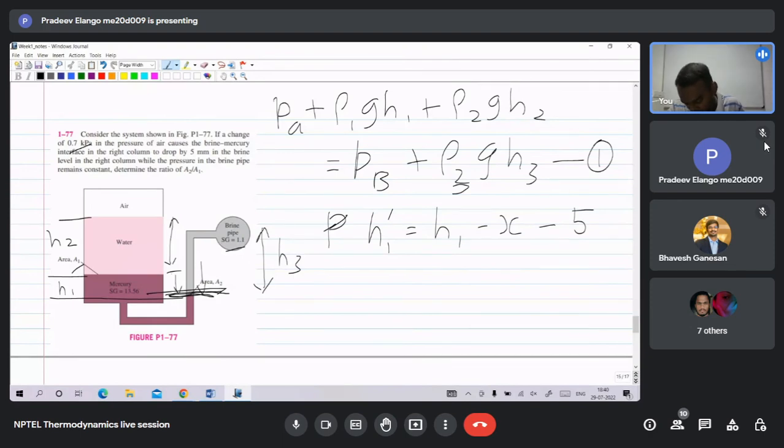This X is the fluid column that is falling from this one, because from the left hand column, some fluid goes to the right hand column. So because of this, H1 drops to some value, and this 5 into 10 power minus 3 is 5 mm. Since the datum is changing, this will again fall by, so we will take a new datum which will be 5 mm, which will make the H1 prime lower by another 5 mm.